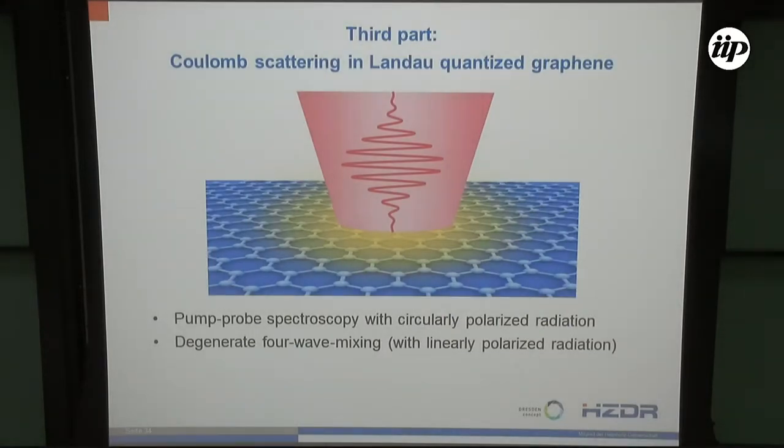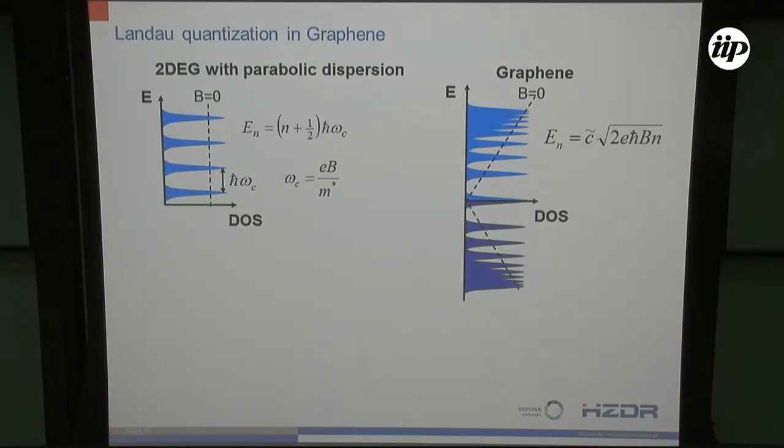So the last part is devoted to Landau quantized graphene. If we put graphene in a magnetic field perpendicular to the layer, the linear band breaks up into a series of Landau levels, and for a conventional two-dimensional electron gas with a parabolic dispersion, this would be just the equidistant series of a harmonic oscillator. In graphene, it's much different, where the energy of a level scales with both the square root of the magnetic field and the index. So we have this non-equidistant ladder with a zeroth level at zero energy, and then here are the valence band and the conduction band states. The optically allowed transitions change the absolute value of the index by plus or minus 1. So there's always a pair of transitions that can be distinguished by circularly polarized radiation.